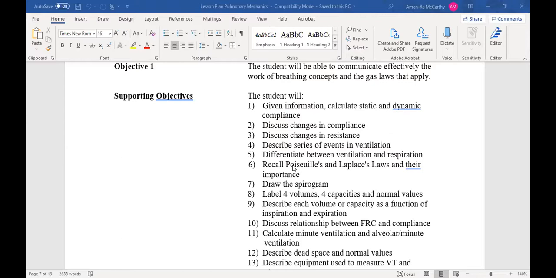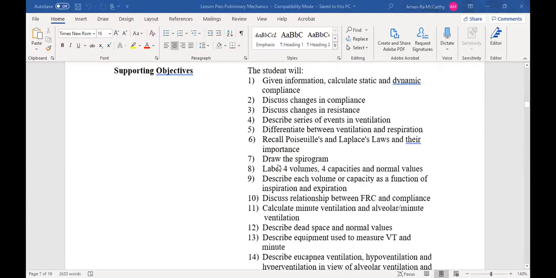Okay? Make sure y'all are studying and reading and putting this stuff together. It's building on itself. So you're going to talk about Poiseuille and you're going to talk about Laplace. Now, number 7, draw the spirogram. That's what I have on the board back here. This is one example of the spirogram. You need to be able to do that, because that's going to really help you in your testing. When you clear your desk and I give you your blank sheet of paper, once you memorize it, you can write it down.